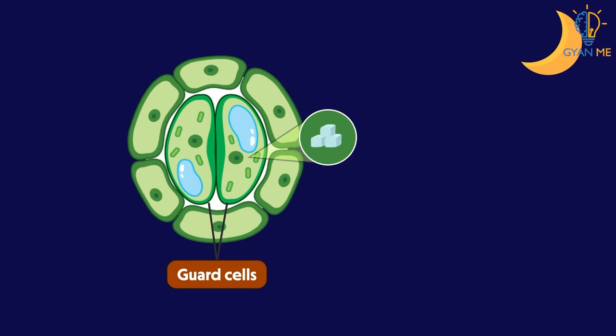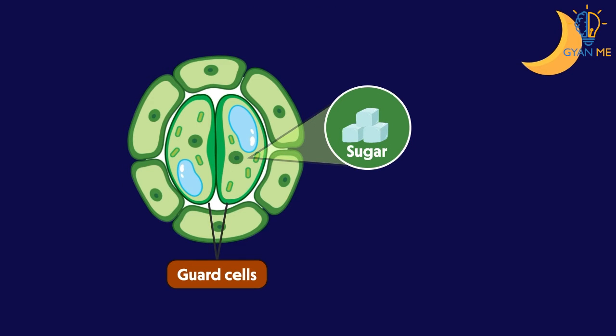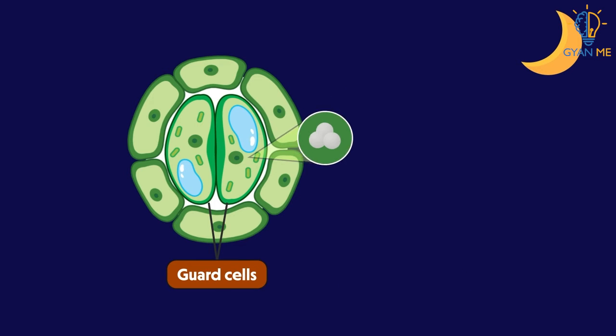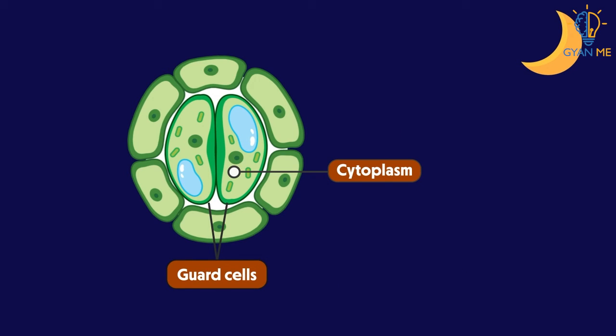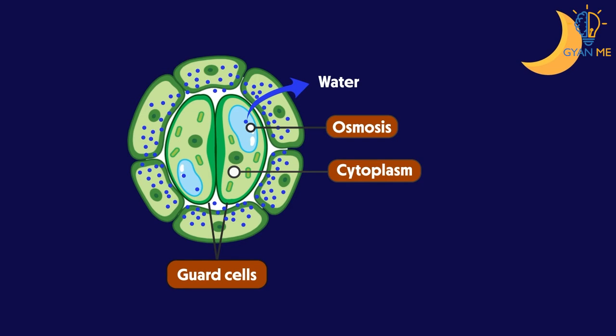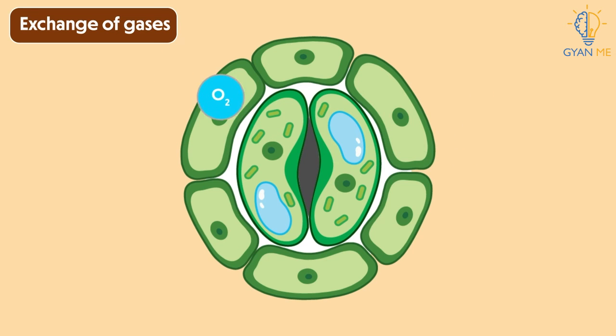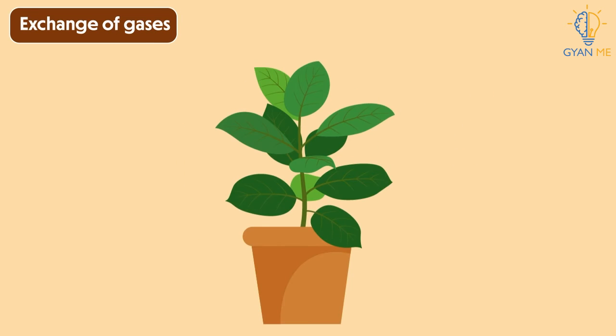Now, when there is no sunlight, the sugar present in the guard cells gets used up, or the excess gets converted into starch. The starch is insoluble, and this is why the cytoplasm of guard cells now has a lower concentration of solute than that of neighboring cells. So water from guard cells goes out to these neighboring cells by osmosis, making guard cells shrink and stomata close. Now when stomata are open, exchange of gases happens between them and the surrounding air and plants can breathe.